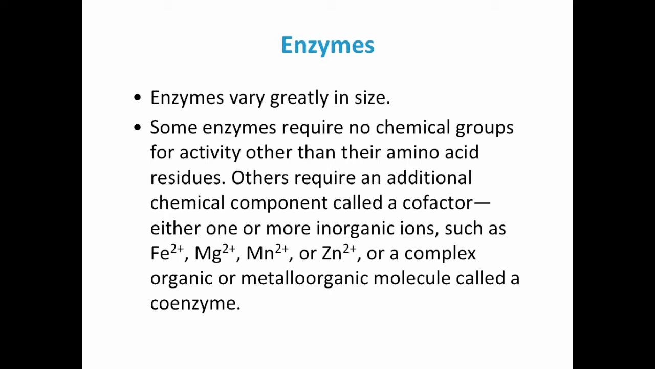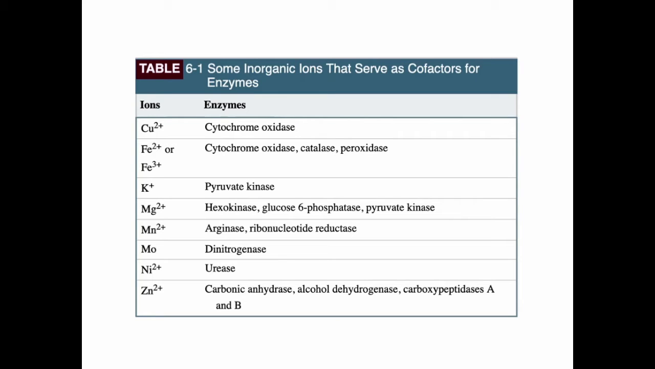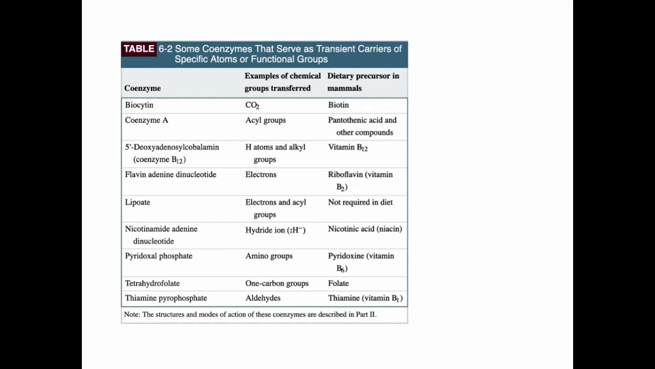Some require no chemical groups for their activity, but others require an additional chemical component called a cofactor, either one or more inorganic ions, or a complex organic or metallo-organic molecule called a coenzyme. This table shows you examples of inorganic ions that serve as cofactors for a variety of enzymes. This table gives you specific examples of coenzymes that serve as transient carriers of specific atoms or functional groups.